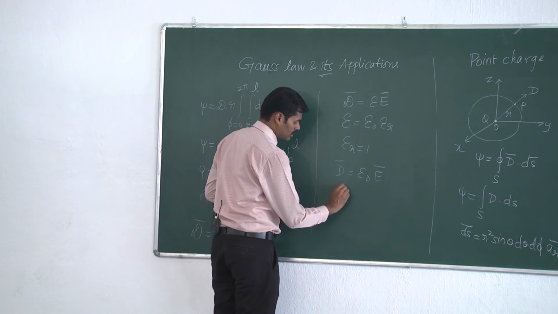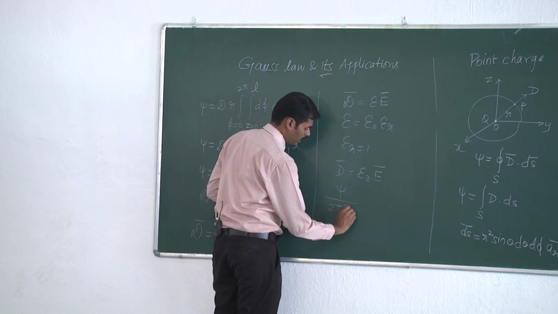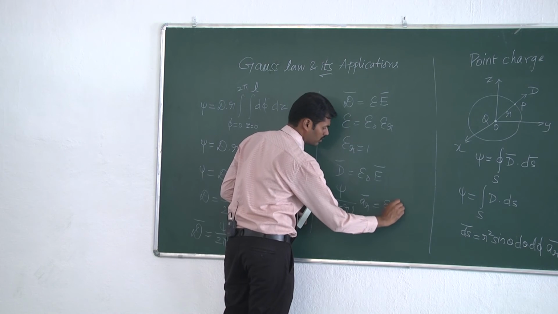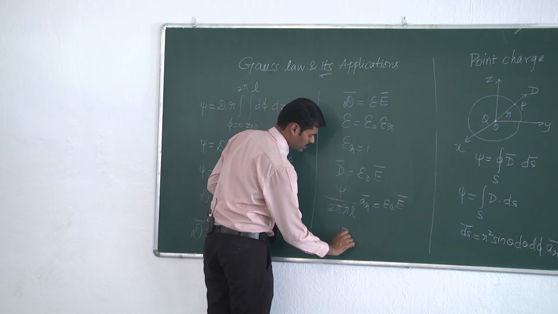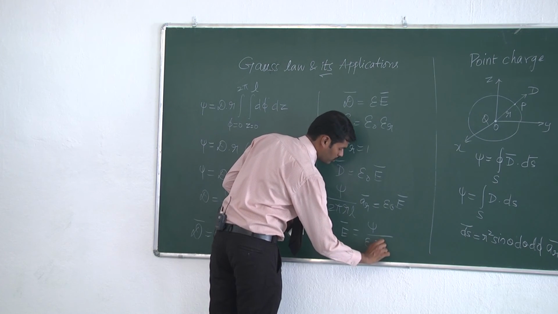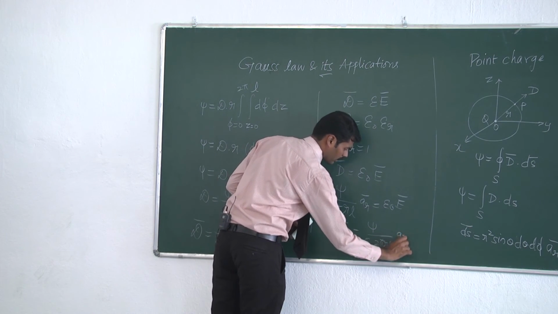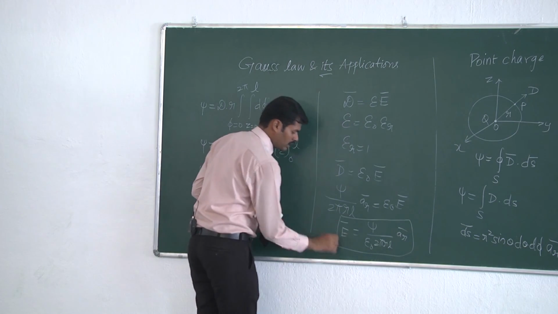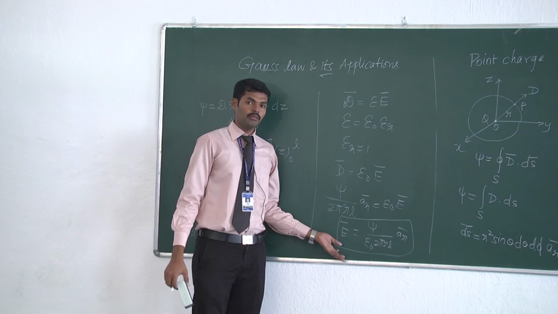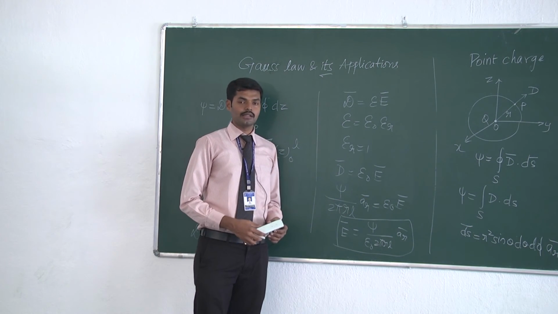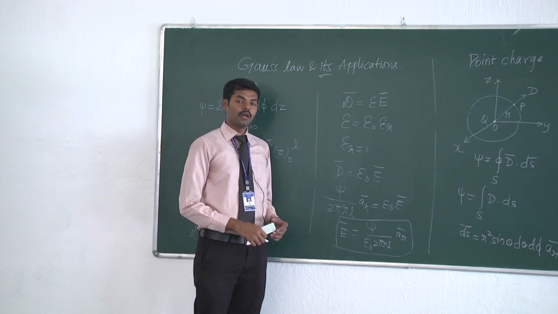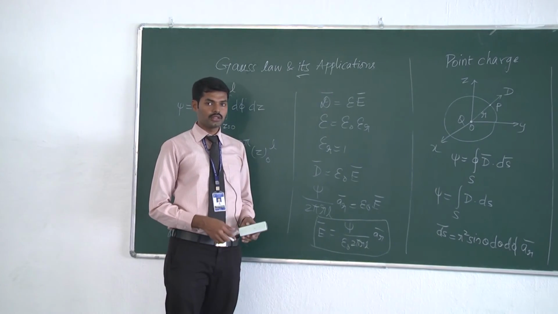We shall write that ξ divided by 2πRL into aR vector is equal to ε into E vector. So from this we shall write E vector is equal to ξ divided by ε0 2πRL into aR vector. So this is the equation that we have obtained from Coulomb's law for the line charge. So both are same, but the difference between Coulomb's law and Gauss law, as I told earlier, is that Gauss law is applicable for symmetrical charge distributions, whereas Coulomb's law is applicable for any type of charge distribution.